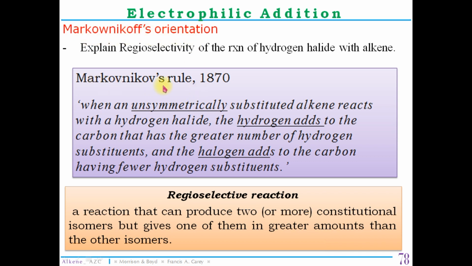Markovnikov gave the rule that when an asymmetrically substituted alkene reacts with hydrogen halide, the hydrogen adds to the carbon that has the greater number of hydrogen substituents, and the halogen adds to the carbon having fewer hydrogen substituents.